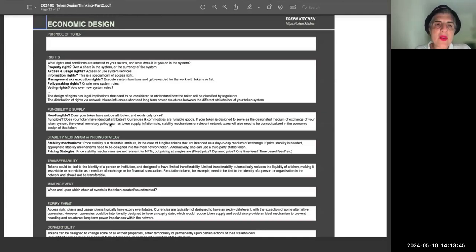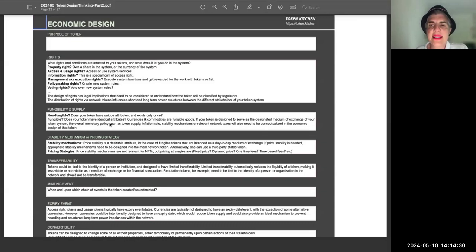The next question in the economic design process: are you creating a fungible token? Is this a fungible or non-fungible token? If it is a fungible token, questions of supply are relevant. If it's a non-fungible token, traditional pricing mechanisms are relevant, okay? Yes, so probably all of you know, anything that is a currency or a commodity that has interchangeable units is fungible, it has identical attributes and can serve as quasi-money.